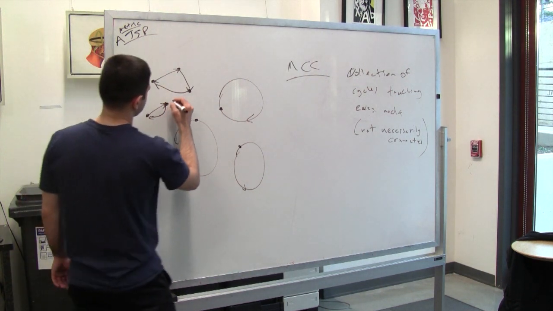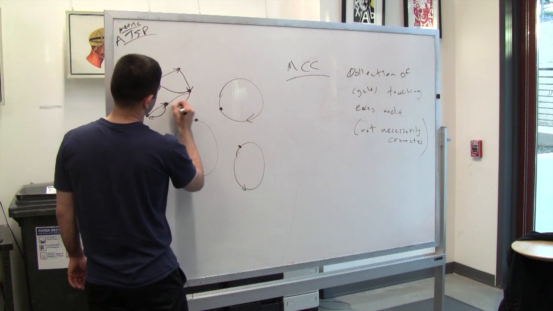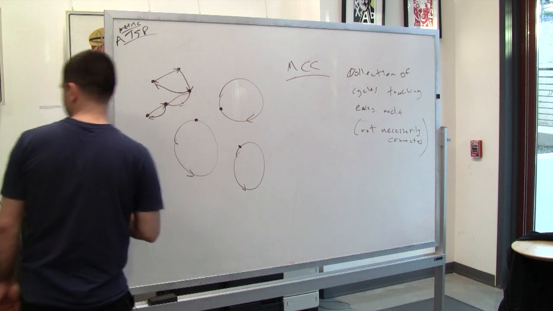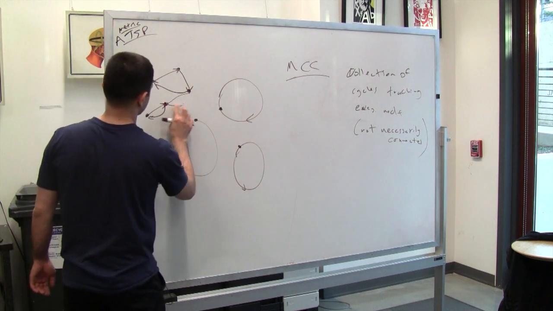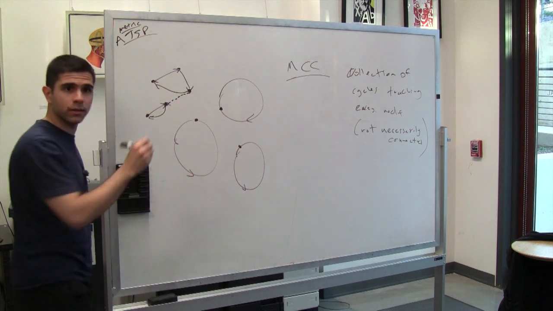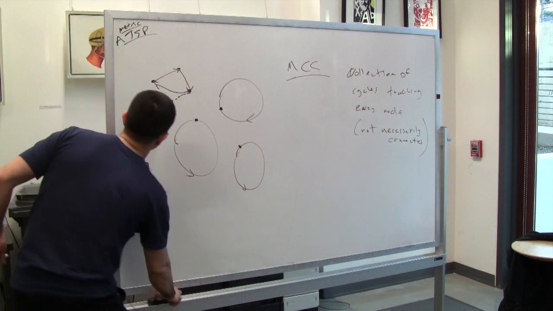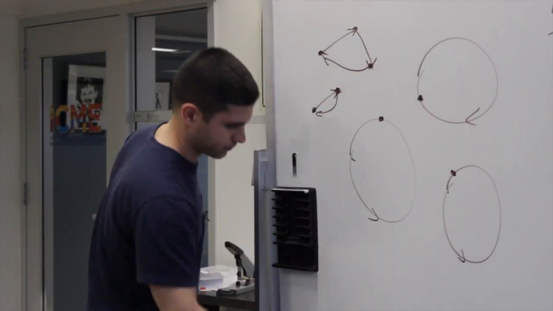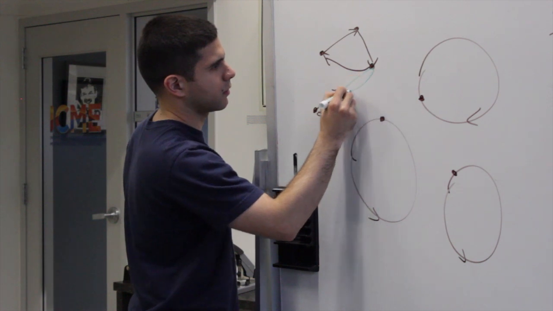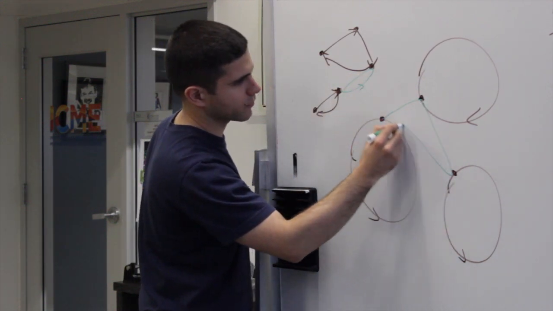So suddenly you can get something like this. I would really like to use a different color, but I can't, so let's use dashed. Do you have one? Yes. Perfect. And then let's say this one connected three of them together.